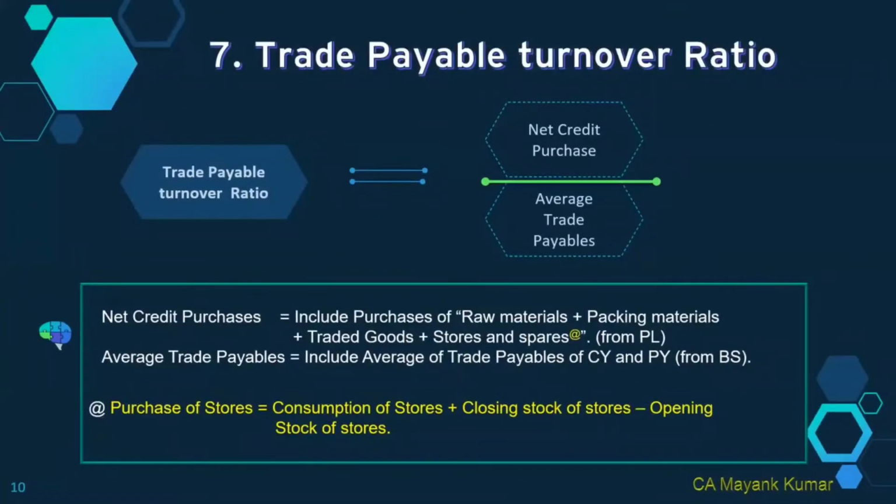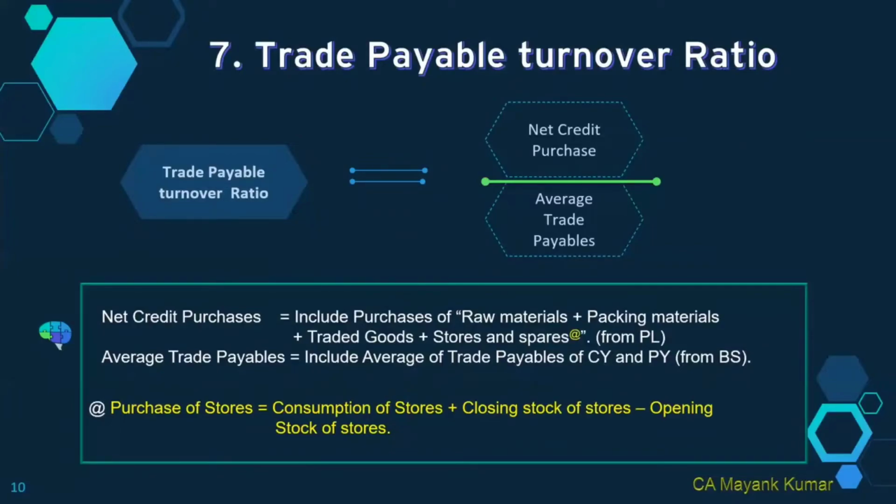Next comes the trade payable turnover ratio. So it is also like trade receivable turnover ratio, but it is related to purchase only. It depicts how many times the company is converting its trade payable into cash, means how many times the company is paying the trade payable over a period. If the ratio is more, obviously the current ratio will be good for the company.